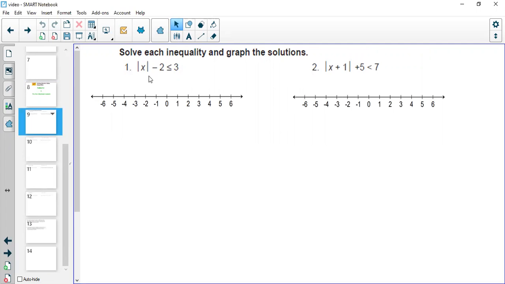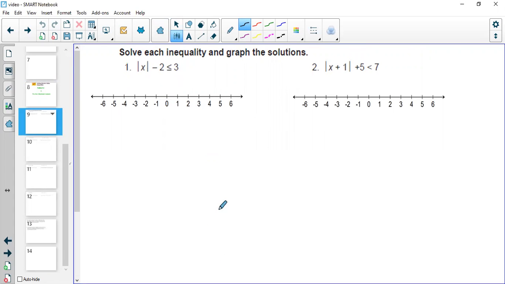All right, so the first question here is solve each inequality and graph the solution. Now the rule remains the same here. What's the rule? First, you need to get rid of this number which is outside the absolute value line. So you could see this is an absolute value. So the absolute value of x minus 2 is less than or equal to 3, which means we need to first solve this inequality and then we will find the possibilities of x.